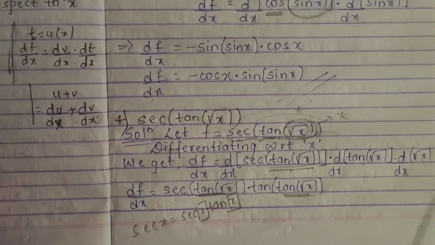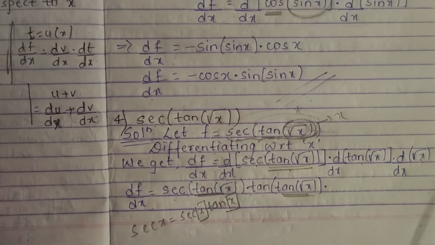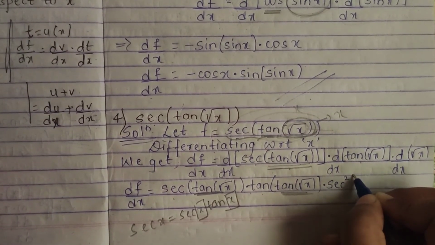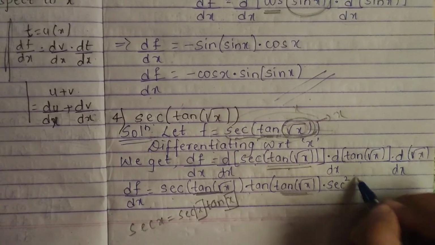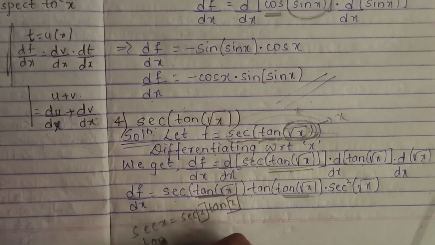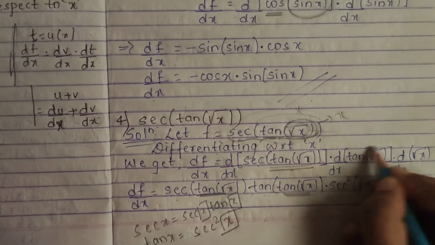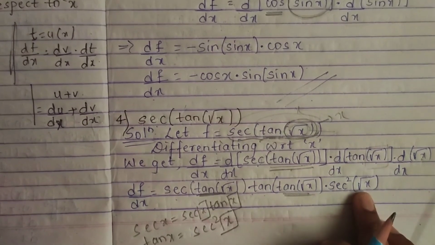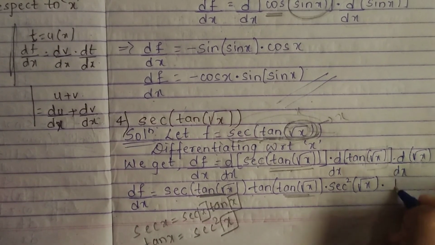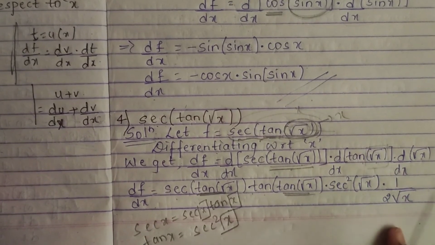Now differentiation of tan x. Differentiation of tan x is sec square x. So this is tan; differentiation of tan x is sec square x. My x here is root x, so I am writing root x. Then again, differentiation of root x is 1 by 2 root x.